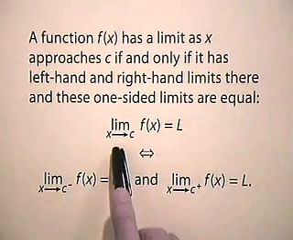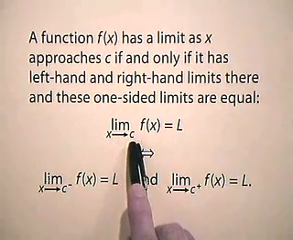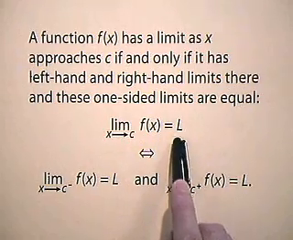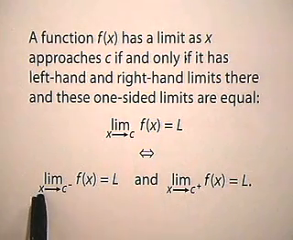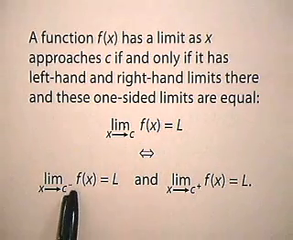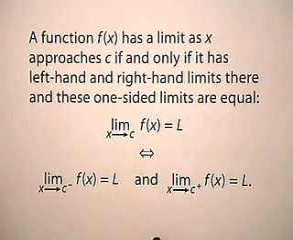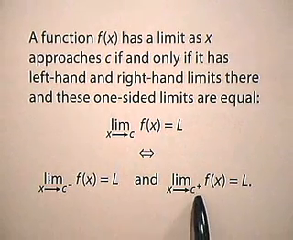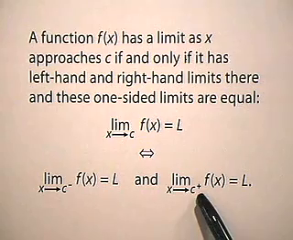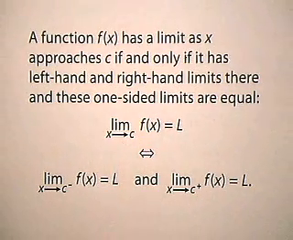So in symbols, the limit as x approaches c of f of x equals L, if and only if the limit as x approaches c from the left, see the little superscript negative sign there, of f of x equals L, and the limit as x approaches c from the right, see the little superscript plus sign, of f of x equals L. So both one-sided limits must exist and both must be equal. If that's the case, then the two-sided limit exists and is that common value.